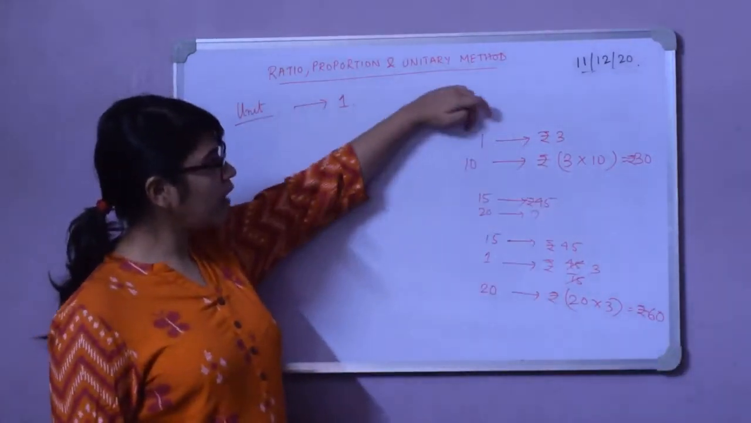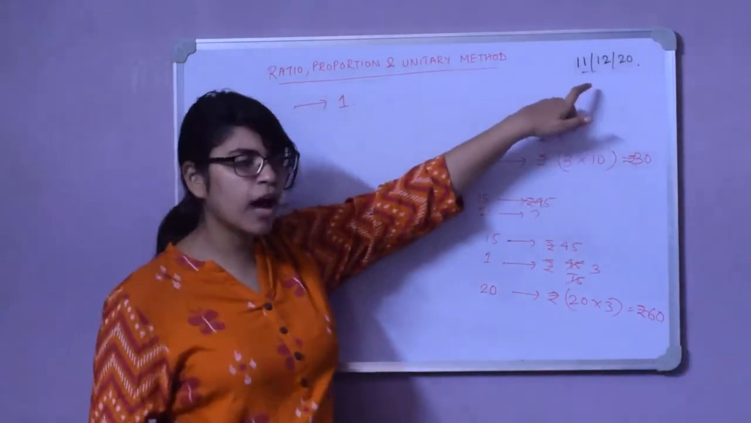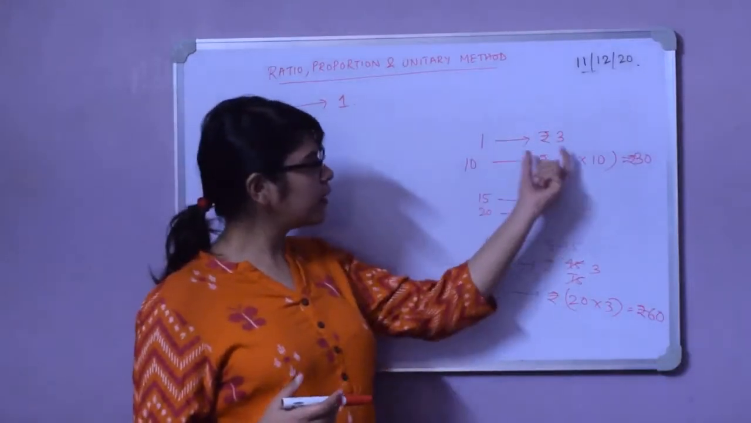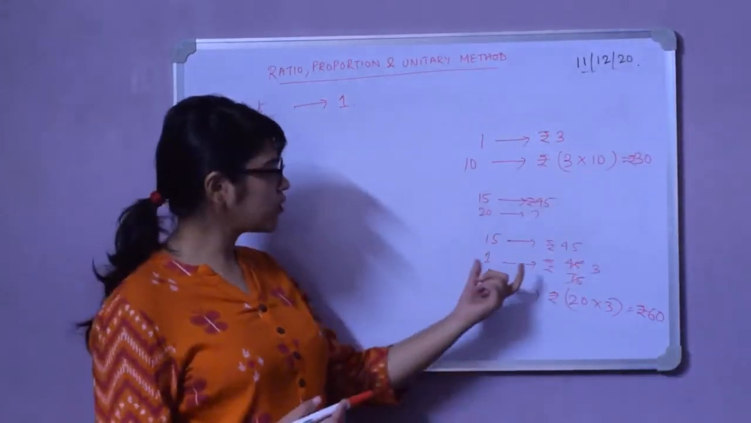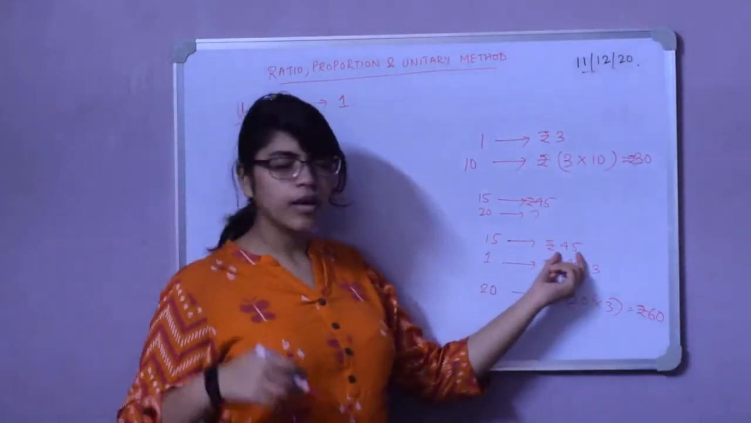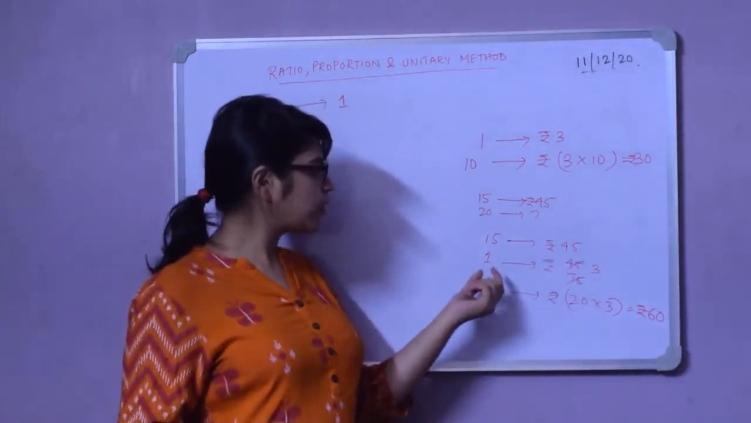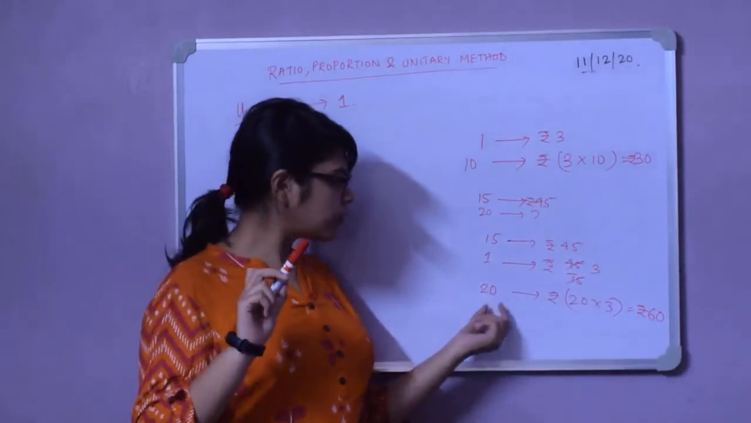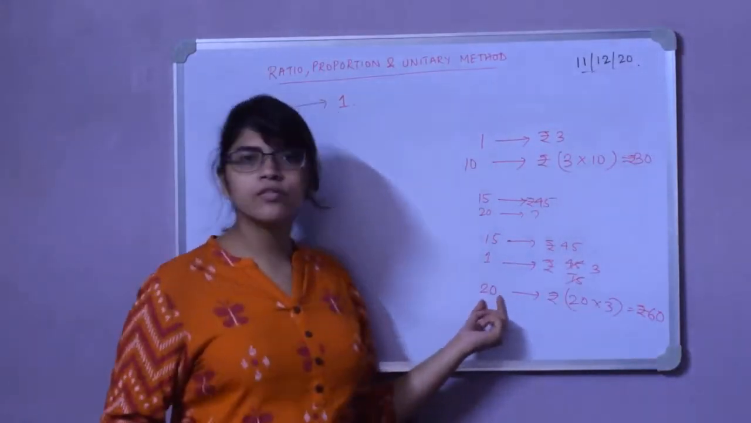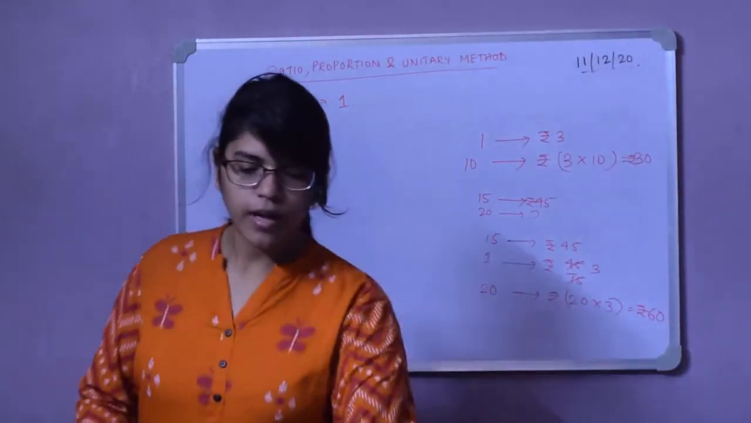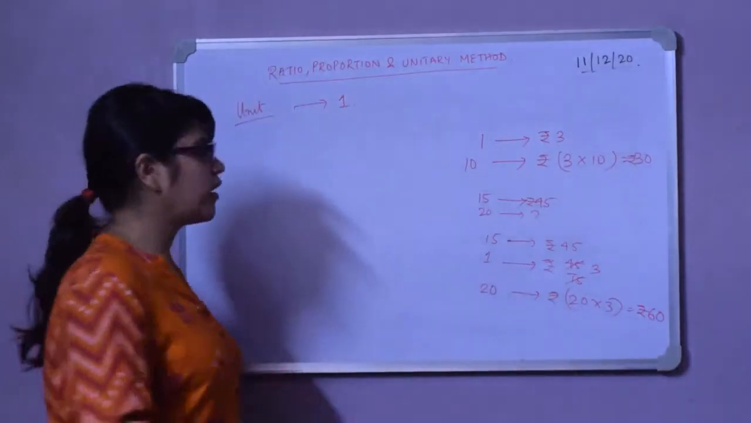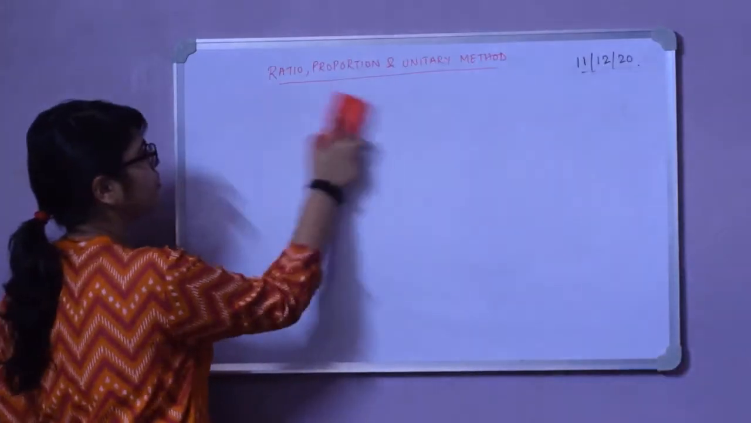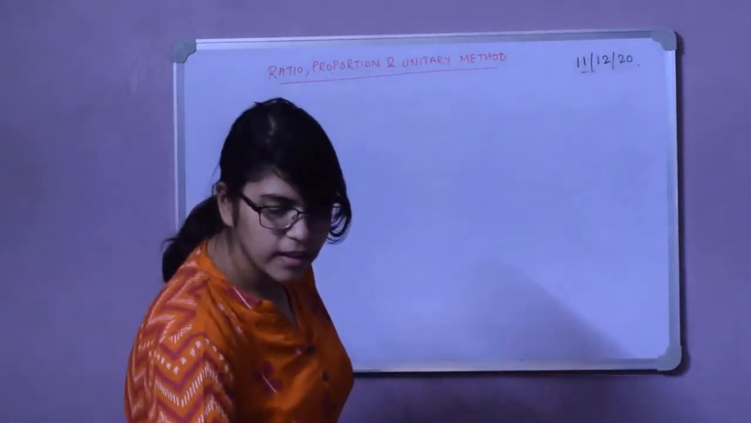If the cost of 1 is given and we are asked to find the cost of more, then we will directly multiply. And if the cost of some amount of anything is given, then first we have to find the cost of 1. Then we will find whatever we are asked to find. Okay, that is how we are going to do the unitary method. Now let us see some examples from exercise 10C.